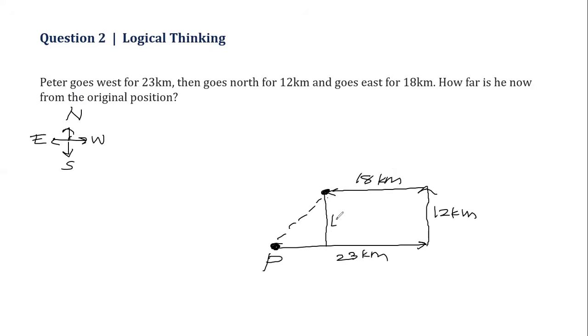So that's 12 kilometers. I'm also going to write 12 here. And the horizontal distance is the difference of 23 and 18. So this is 5 kilometers.